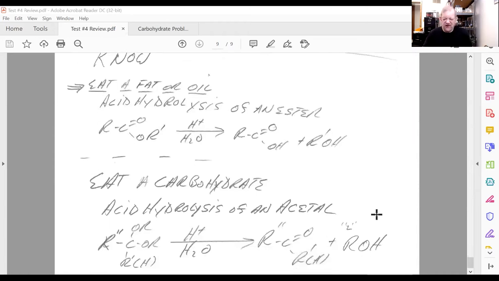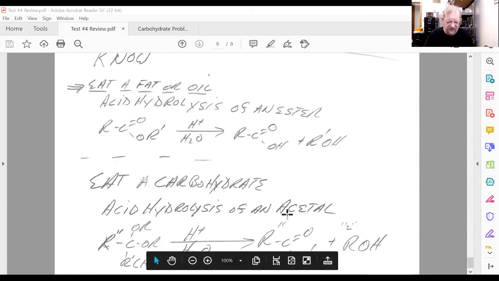Next, you should know how to describe with words and a general reaction what happens in your stomach when you eat a carbohydrate. And in a carbohydrate, what's the functional group that holds glucose together? That is an acetal. And in your stomach, acid and water, acid hydrolysis, functional group acetal.